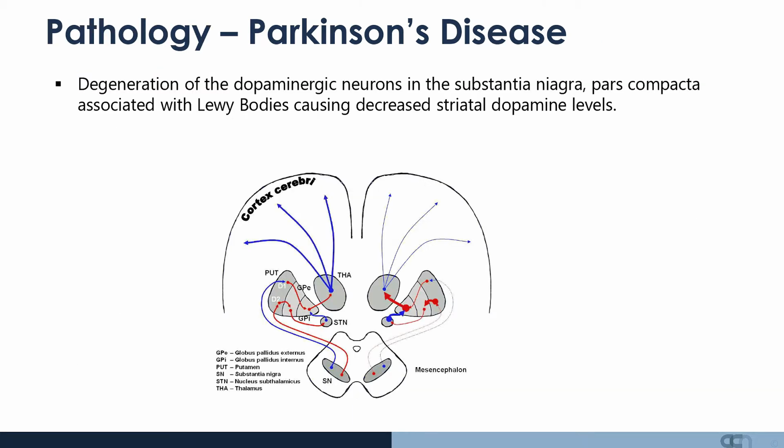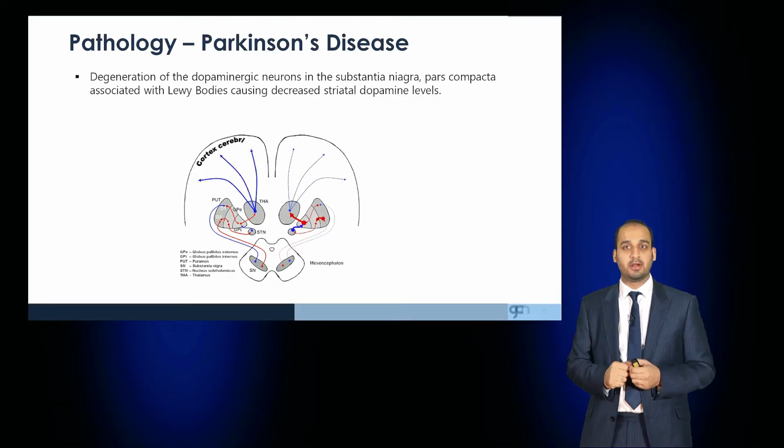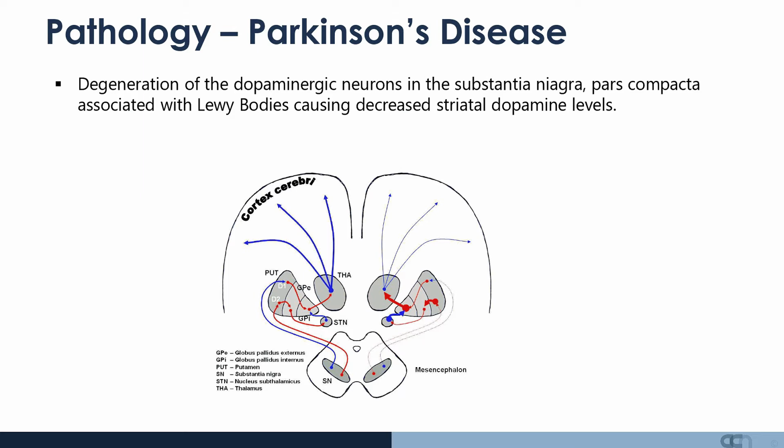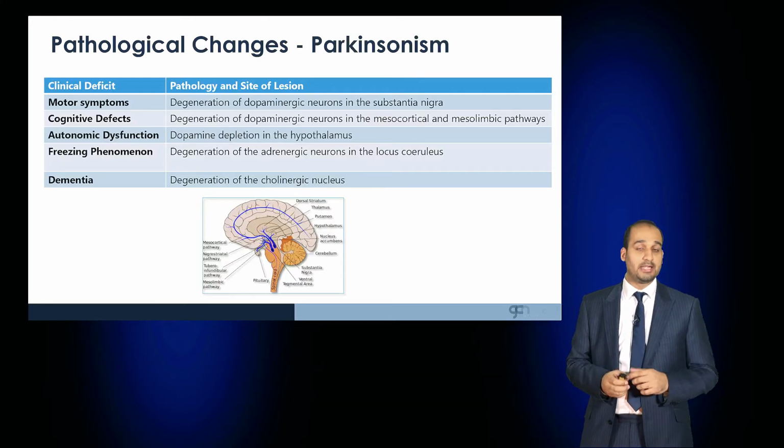The pathology is due to degeneration of the dopaminergic neurons in the substantia nigra, pars compacta, associated with Lewy bodies that causes decreased striatal dopamine levels. And this is what gives rise to the various manifestations.